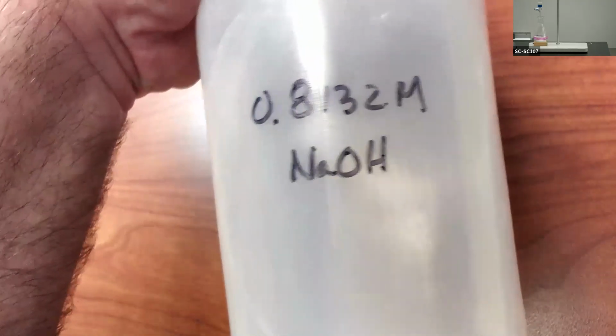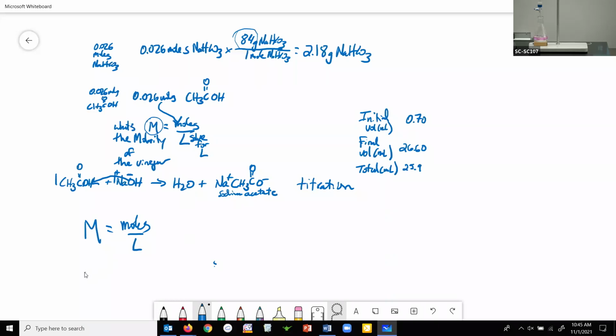0.8132 molar sodium hydroxide. I know the sodium hydroxide is 0.8132 moles per liter. I know in this titration, it took me 0.0259 liters to do the job. I'm trying to figure out how many moles of sodium hydroxide I added.